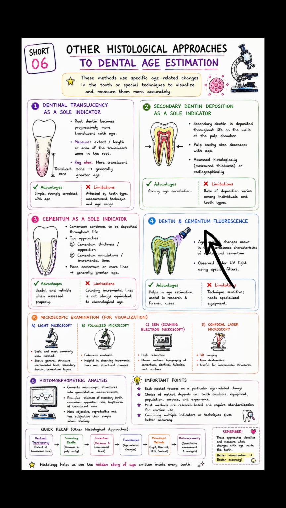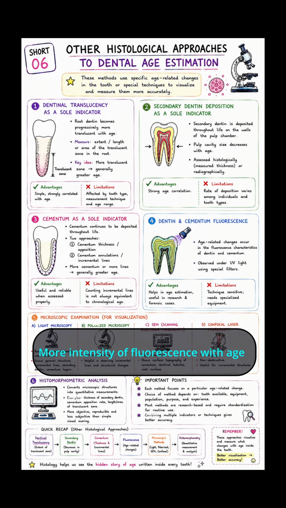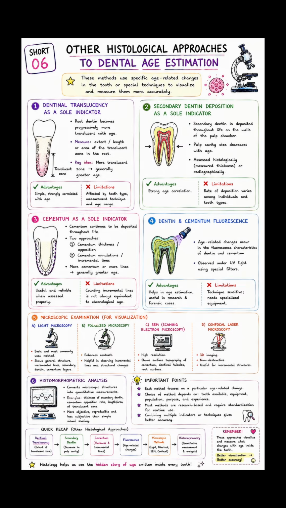Fourth, dentin and cementum fluorescence. Dentin and cementum show measurable age-related changes in their fluorescence. Researchers can measure fluorescence intensity, spectral characteristics, or even how quickly the fluorescence decays. However, the direction and magnitude of the change depend on the tissue and measurement technique, so fluorescence is mainly a specialized research and forensic approach rather than a routine standalone method.